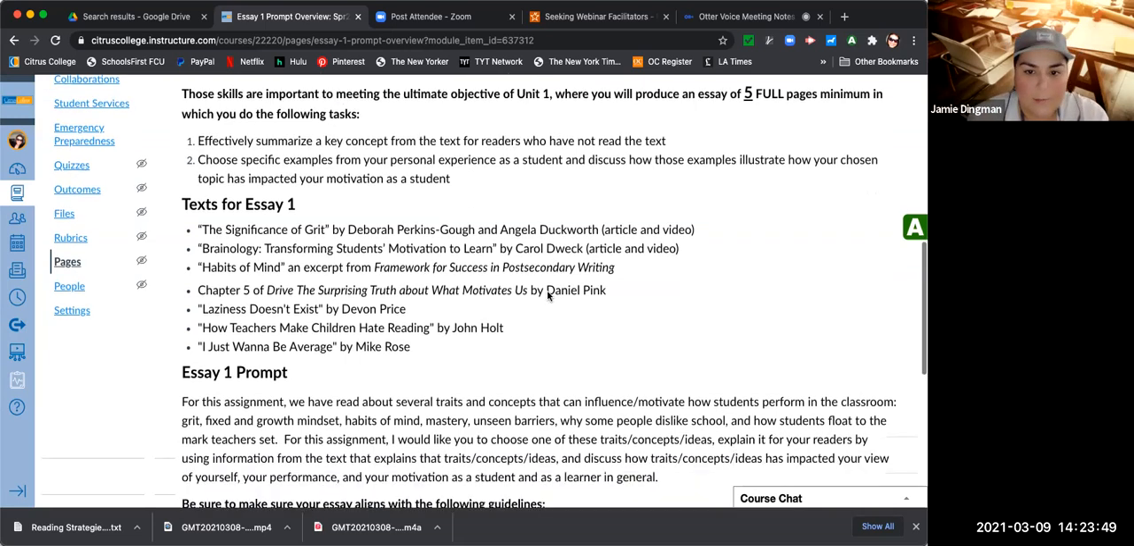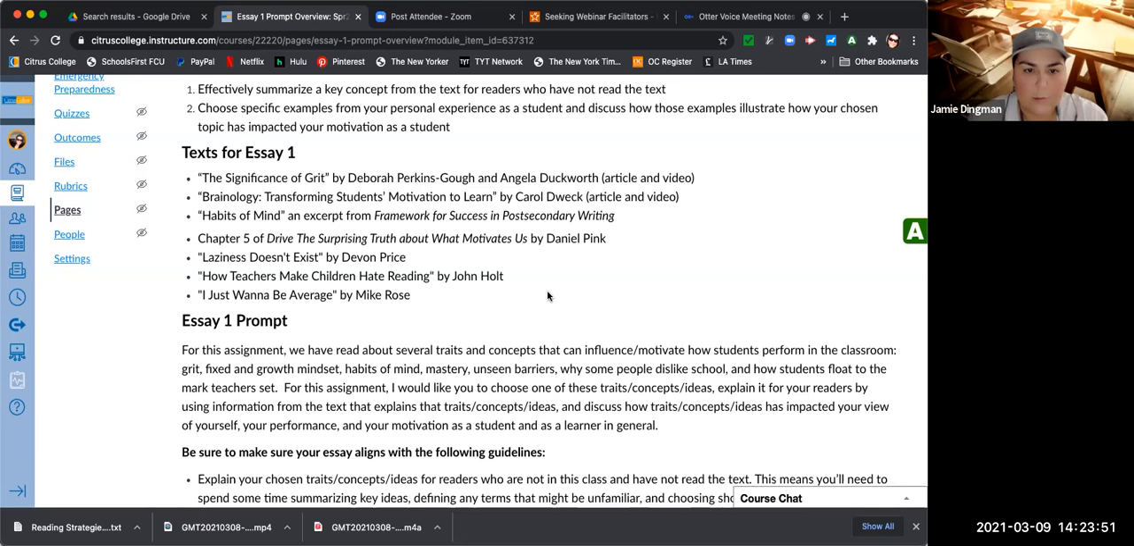So you have all the texts that we read this semester so far to choose from, and I want you to choose, please, only one text here. So you can choose The Significance of Grit, Brainology, which is what a lot of people choose. They really like that one. Habits of Mind, chapter 5 of Drive, which is about math. The Laziness Doesn't Exist article, which I think is fantastic. It can really work for this essay as well. How Teachers Make Children Hate Reading and I Just Want to Be Average by Mike Rose, right?